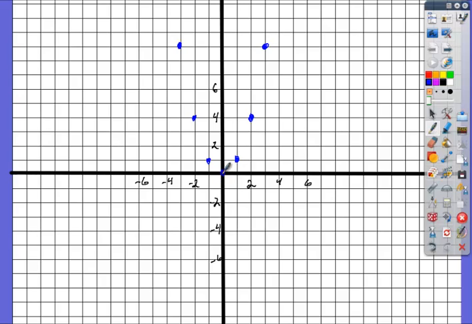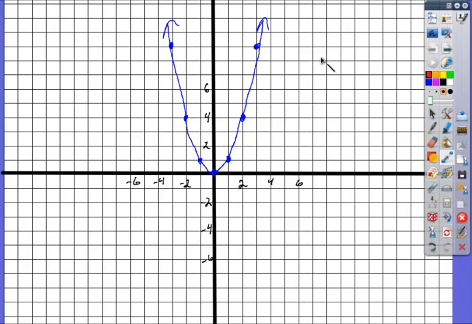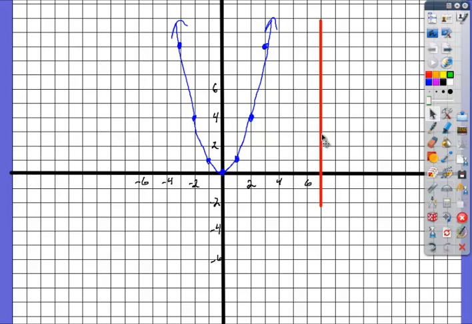Alright, so here is what a quadratic looks like, more or less. And if you notice that if I take my vertical line again, anywhere on this graph, this line only touches the graph one time.